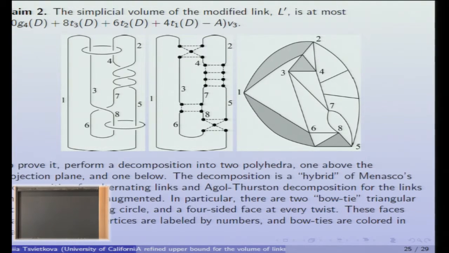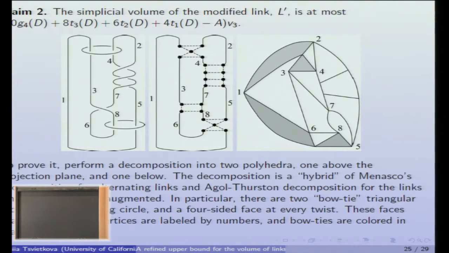When you look at it, it doesn't look very efficient. However, it happens to be in this case. At every crossing, we do something very similar to the Menasco decomposition. At every crossing, we put four arcs and say that's a face bounded by four arcs. And at every crossing circle, we do something very similar to what Jessica Purcell and Dylan Thurston did. So we put two bow tie faces.